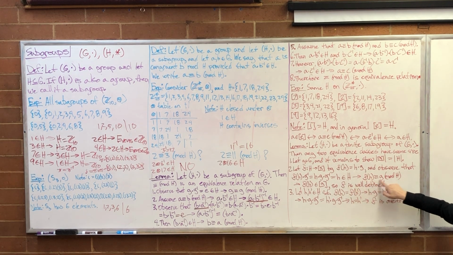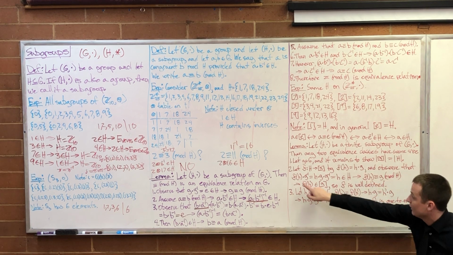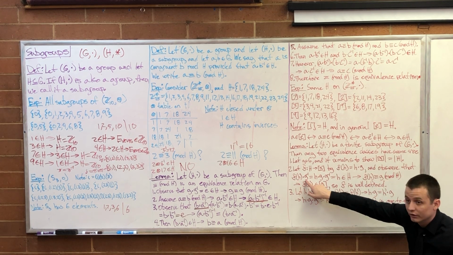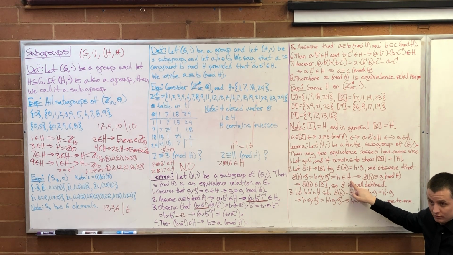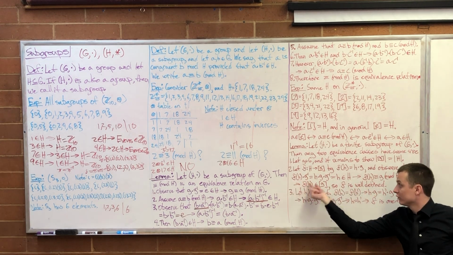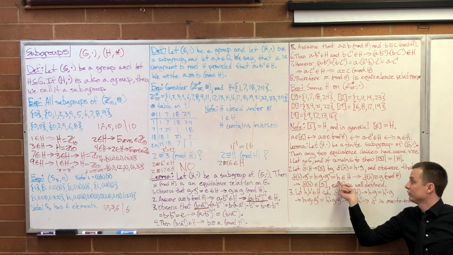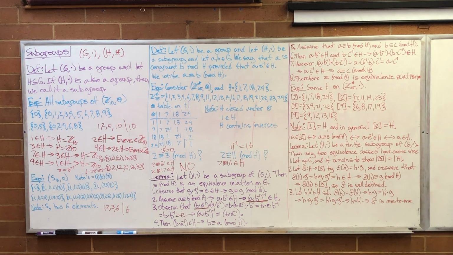F of h is congruent to g mod h is the same thing as f of h dot g inverse being in h. And f of h dot g inverse is h dot g inverse, which is just h, and that is in h. So that's true. So this is a function from h to g's equivalence class. We've got a function from here to here. Next we're going to show 1-to-1. Looks like we're doing 1-to-1 first.